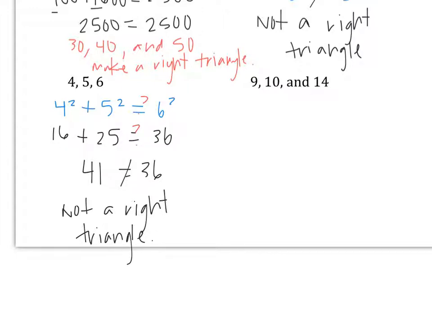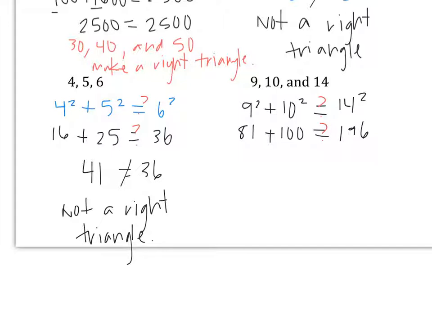Okay, let's look at one more example here. So again, we'll see if A squared plus B squared equals C squared. So 9 squared plus 10 squared, does that equal 14 squared? Put a question mark in the middle there. And 9 squared is 81. 10 squared is 100. Does that equal 14 squared, which is 196?